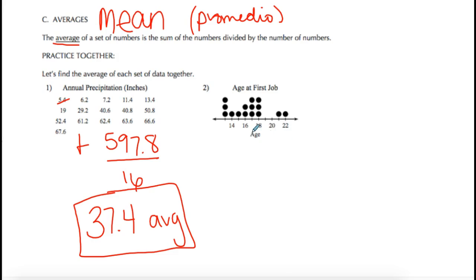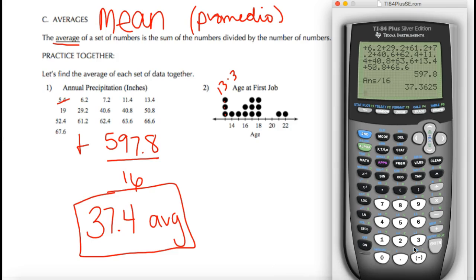Let's try another one together. This is called a dot graph or a dot plot. And so what this means, if this is 14, this is 16, there's 1, 2, 3 13s. Okay? So if I look at my calculator, I have 3 13s. I'm going to go ahead and clear it. 3 13s, 1 14, 1 15, 2 16s.